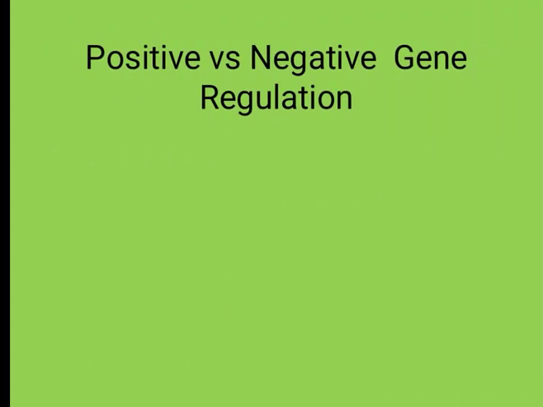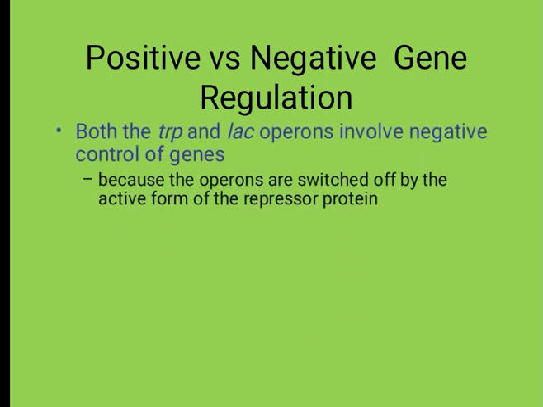Then, positive versus negative gene regulation. Both the tryptophan and lactose operons involve negative control of genes, because the operons are switched off by an active form of a repressor protein. Whenever there is an absence of their inducer in the medium, the repressor proteins are formed all the time, and these repressor proteins inhibit the action of RNA polymerase, so the operon is normally off.